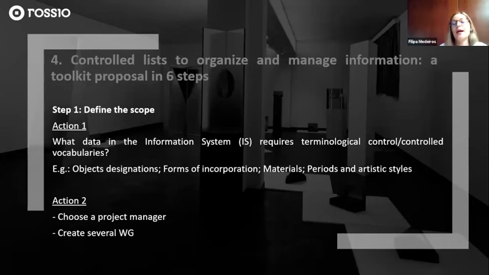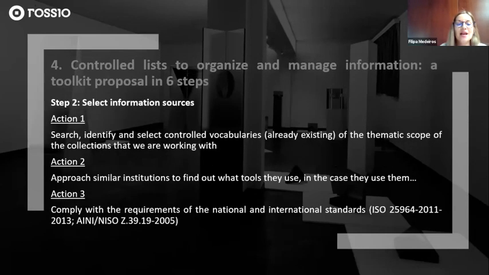Define the scope. 2 actions. Action 1, what data in the information system requires terminological control or controlled vocabularies? For example, objects, designations, forms of incorporation, materials, periods, and artistic styles. Action 2, choose a project manager and create several working groups. That's very important.